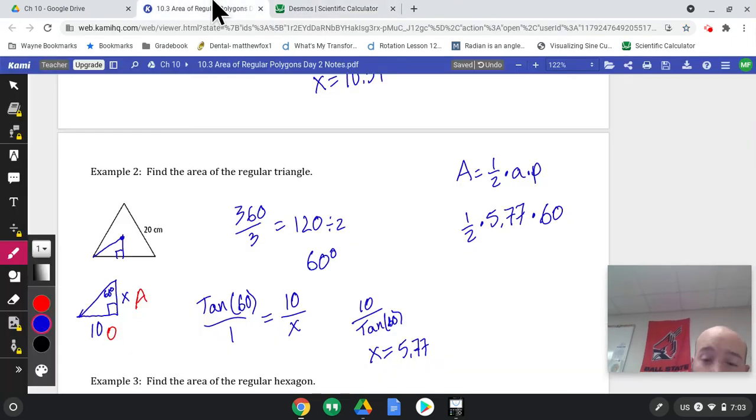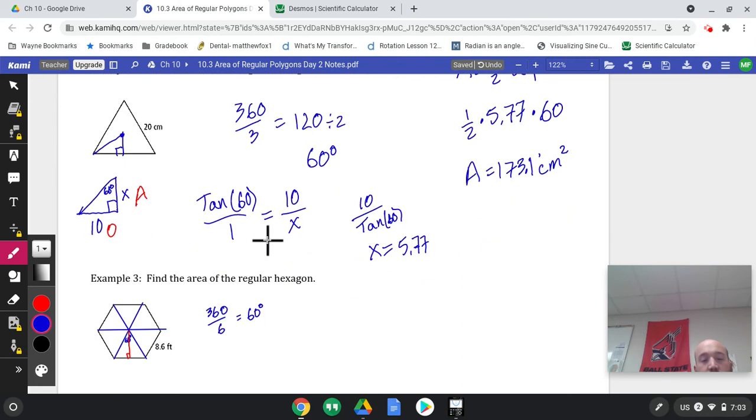And notice our answer will be centimeters squared, because over here it was in centimeters. All right, on to the next one.